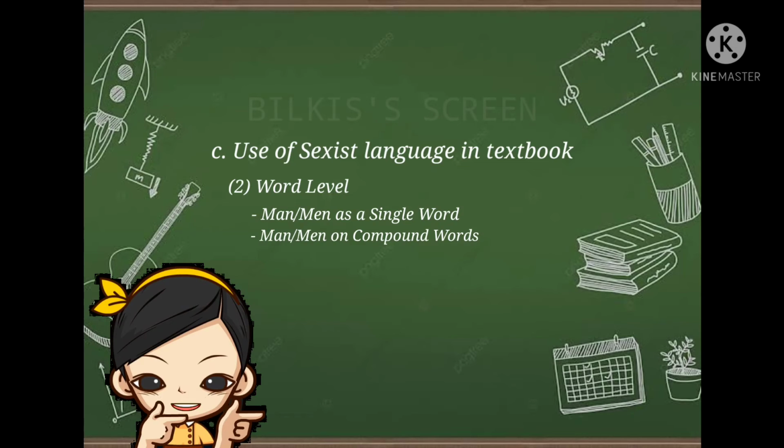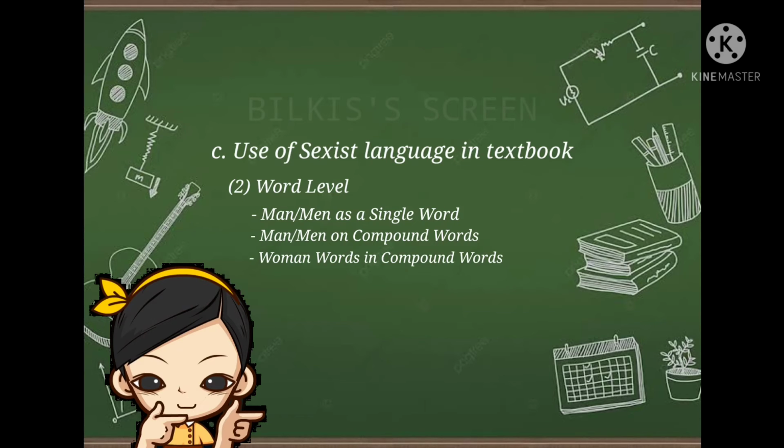The second is man in compound words. In the field of work or profession, men are stronger than women. As in the craftsmanship example described earlier, the word can refer to both men and women, but only men are implied.